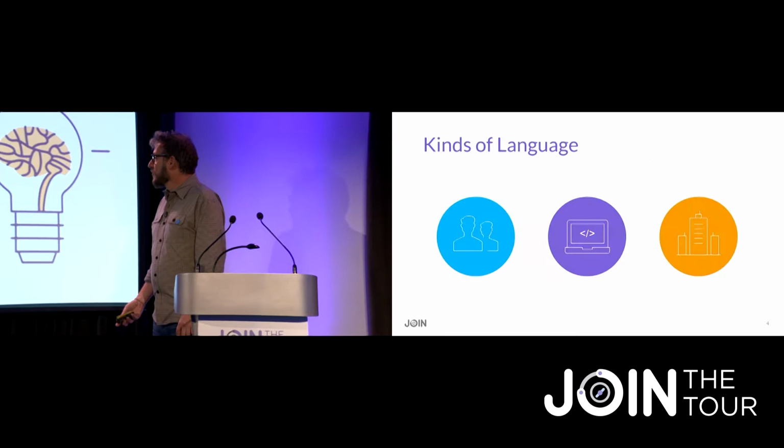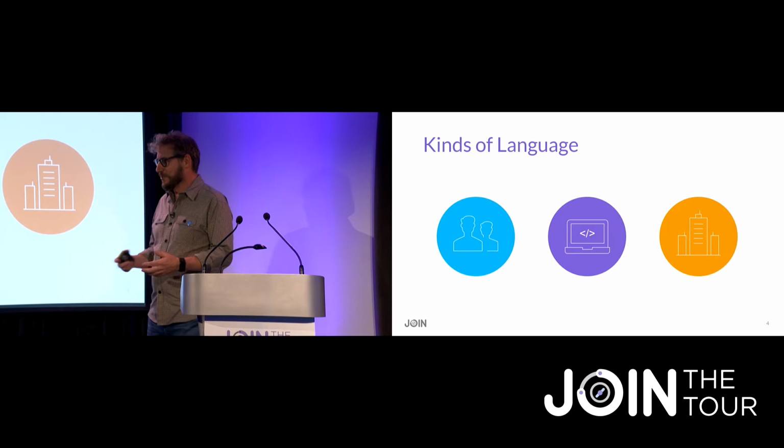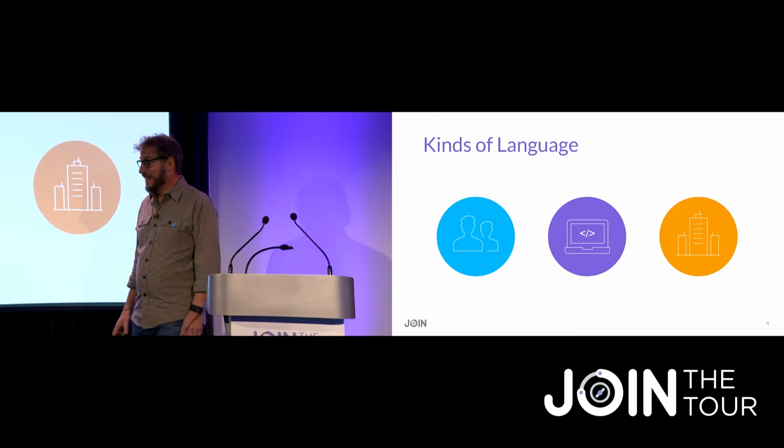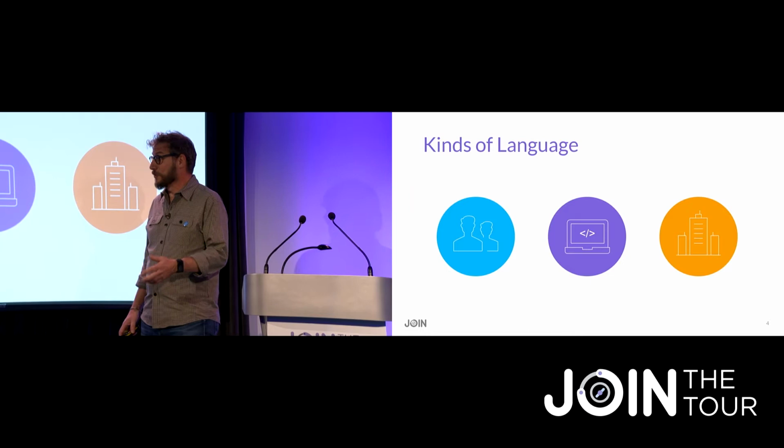So there are basically three levels of language that I'm going to talk about. I'm going to talk about human language, the way we interact with each other and communicate. I'm going to talk about computer languages, like LookML. And I'm also going to talk about business language, which are languages that you use to run your businesses.